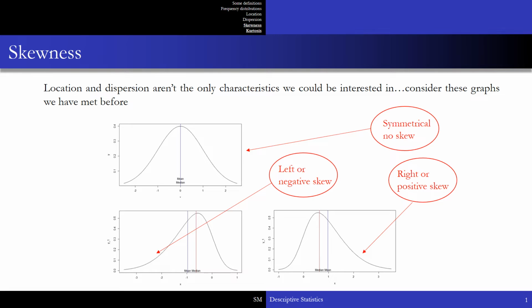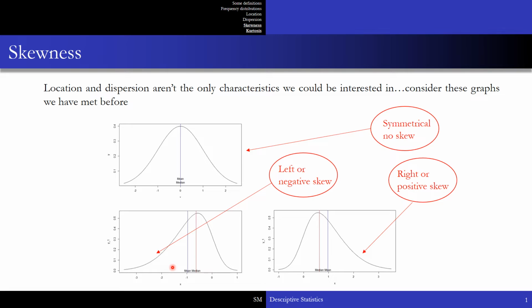Okay, let's start off with skewness. Let's look at these graphs that we've seen before. Let's start off with this graph here. This is a symmetrical distribution. In this case, probably knowing something about the mean and the standard deviation will be good enough to describe it. There is, in this distribution, because it's symmetrical, no skew to the left or the right.